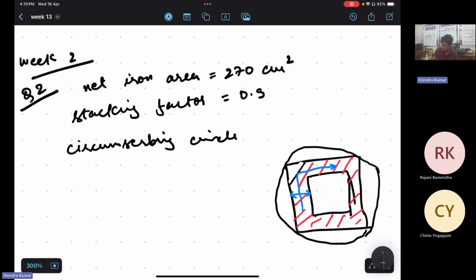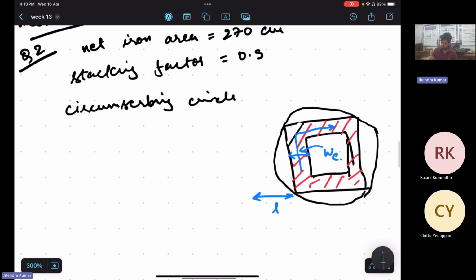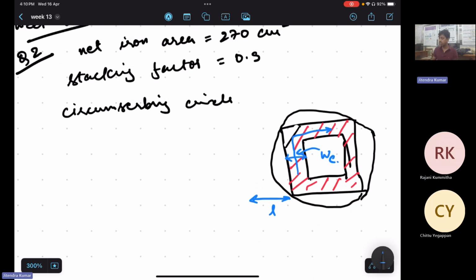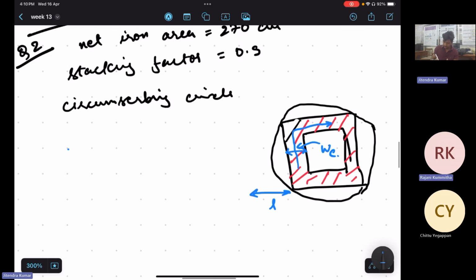Area will be, let us suppose this is the width of the core, not window, width of the core, and the axial length is L, which is into the page. So that will be the total area. Okay, can we solve, sir? Yes, sure. So you tell me what should be our approach here. First we have to calculate the gross area of the iron, right? Yes, first gross area and after that area of the core.